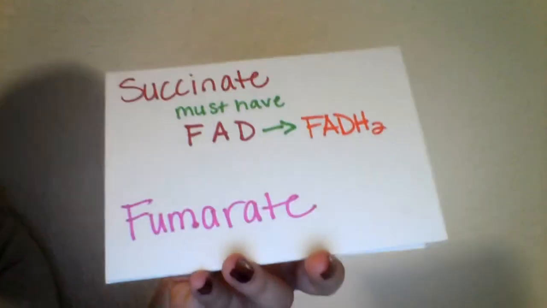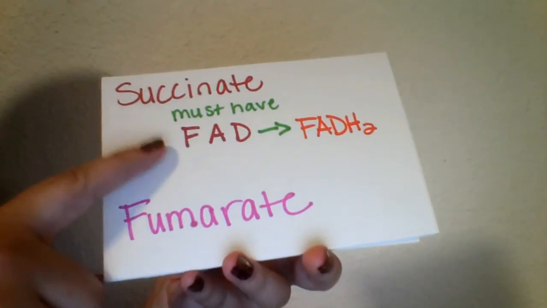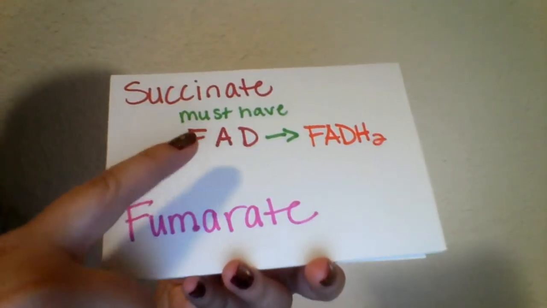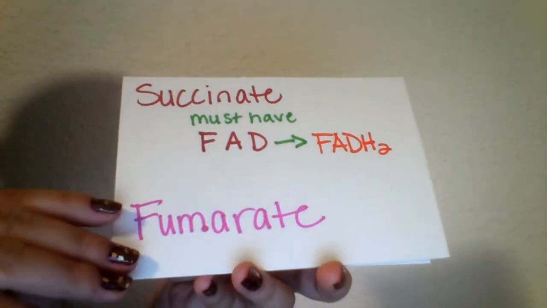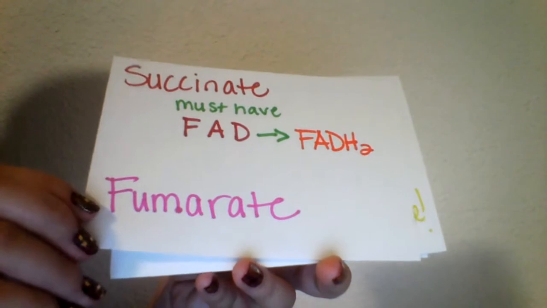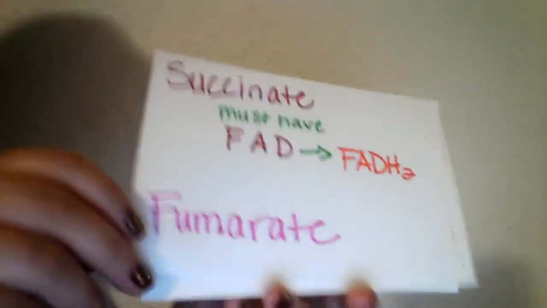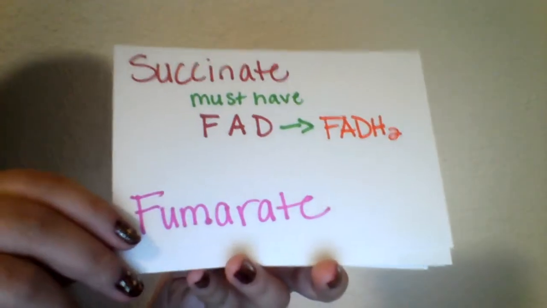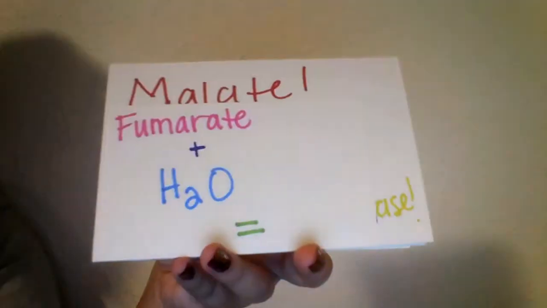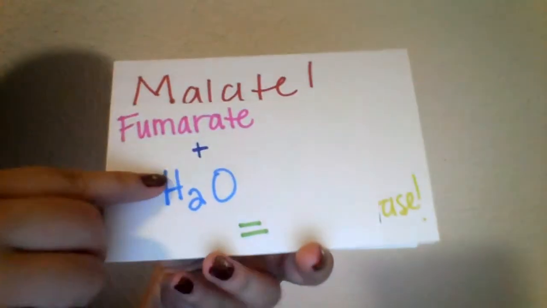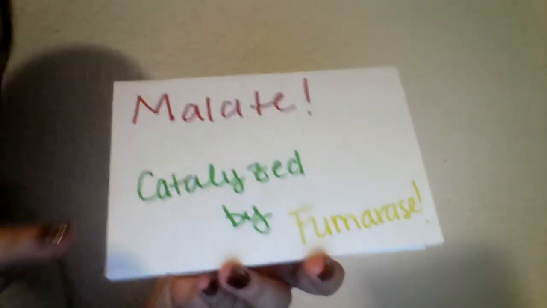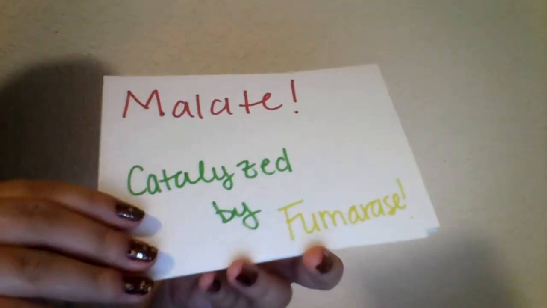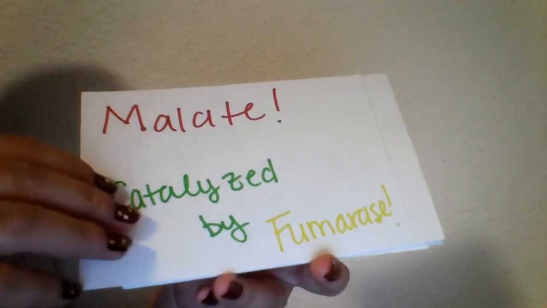The succinate that got released is FAD dependent, which means it must have the FAD, which gets reduced to FADH2. And in that process, fumarate is released. Fumarate is also called fumaric acid. Fumarate is then hydrated to form malate, and that process is catalyzed by fumarase. Malate is also called malic acid.